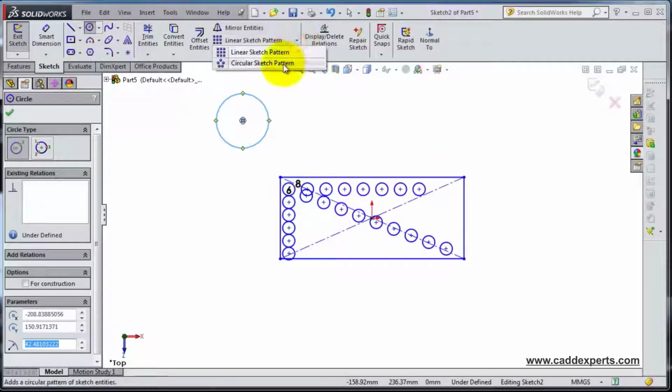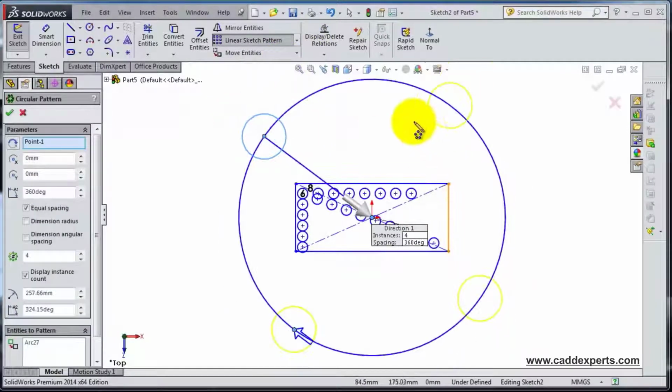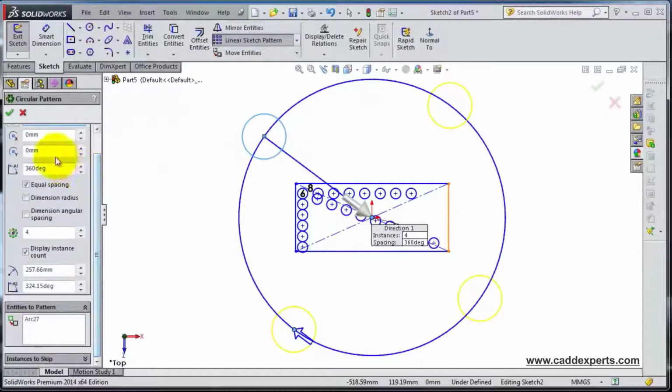Let's activate the circular pattern. Now you have that circular pattern around. Here we have the point 1, which is the origin, and the number of instances can be changed here, either to use equal spacing or not. And you can also make a pattern around a 270-degree angle or less.